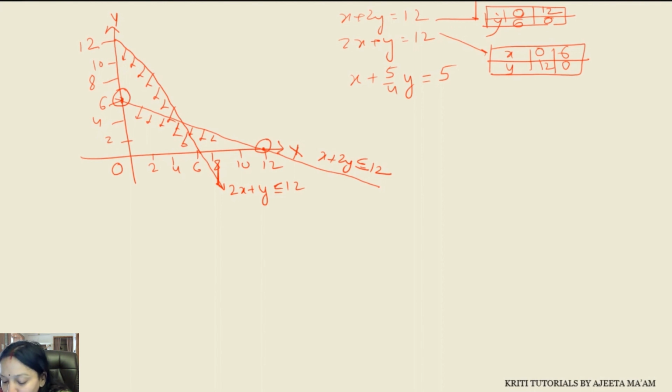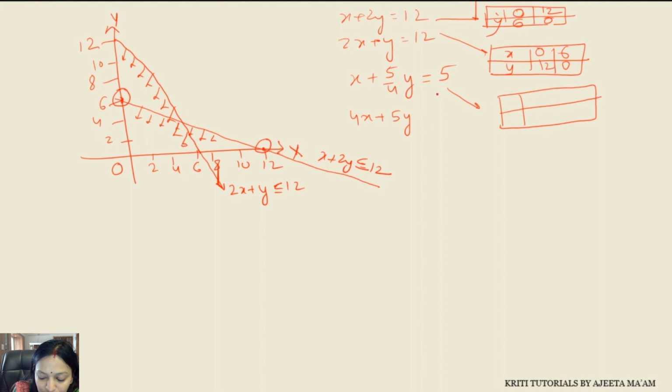x plus 5 by 4y is equal to 5. अगर हम इसका ड्रॉ करेंगे तो हमें क्या मिलेगा? आप चाहे तो एलसीएम लेके इस इक्वेशन को सिंप्लीफाई कर सकते हैं स्टूडेंट्स. Okay, so this is what we have. So when x is 0, y is going to be 4. When y is 0, x is going to be 5. So 0, 4 and 5, 0. 0, 4 means here, 5 means here.